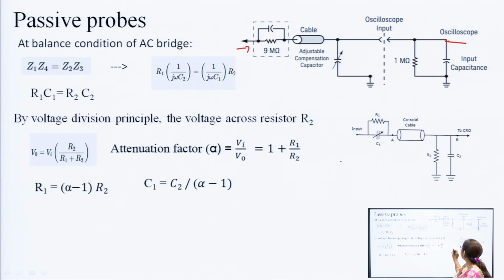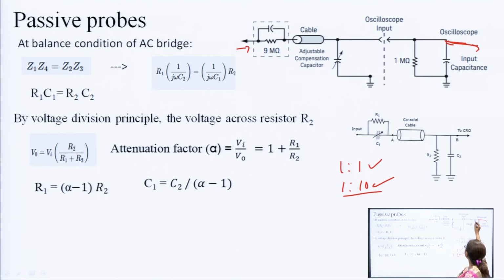is either a 1:1 probe or a 1:10 probe. A 1:1 probe means the same voltage is applied at the input of the CRO, and 1:10 means the signal amplitude is reduced by 10 times. So, here we have shown the 1:10 probe. 1:10 probe means suppose the CRO input is applied here.